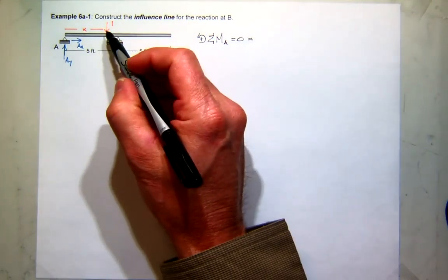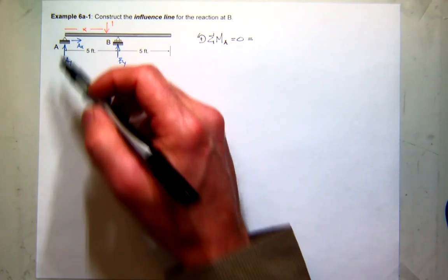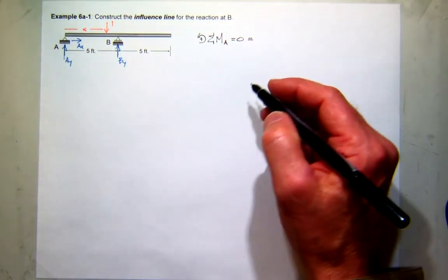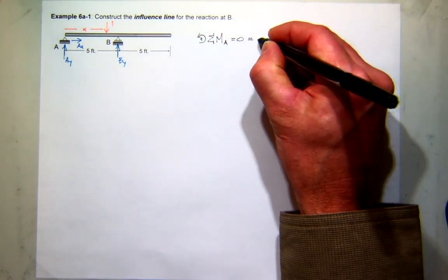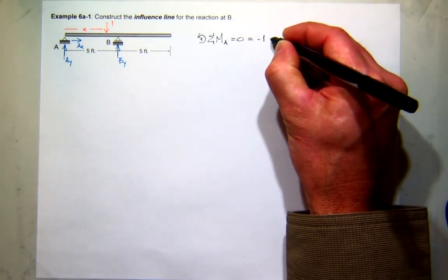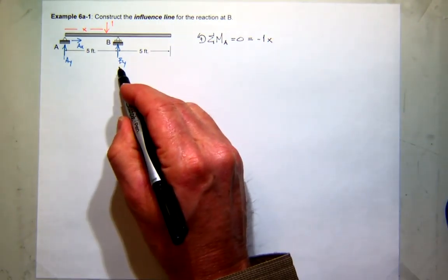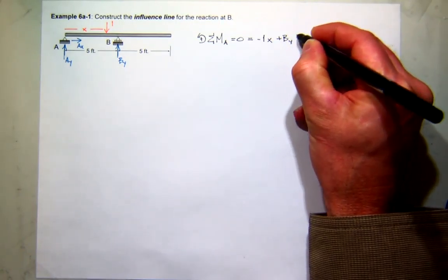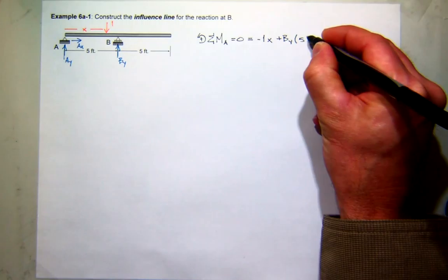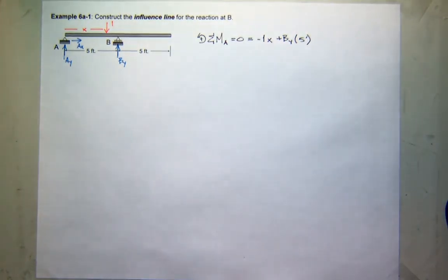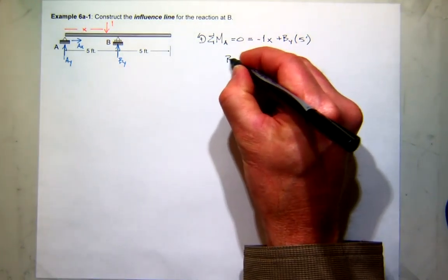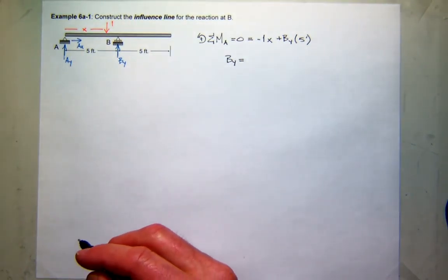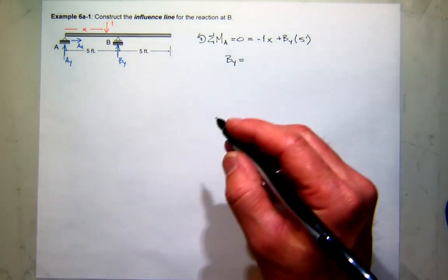What is the moment created by the unit load about A? Is it positive or negative with my sign convention? Negative. So it'd be -1 times the moment arm x, and then BY creates positive moment about A, and its moment arm is 5 feet. So solve for BY. And what do you get? Looks like you get x divided by 5, right?